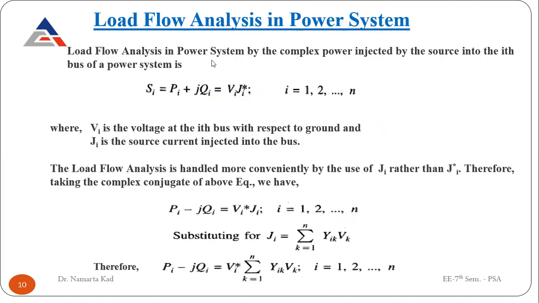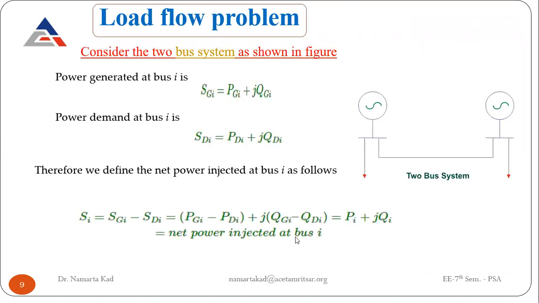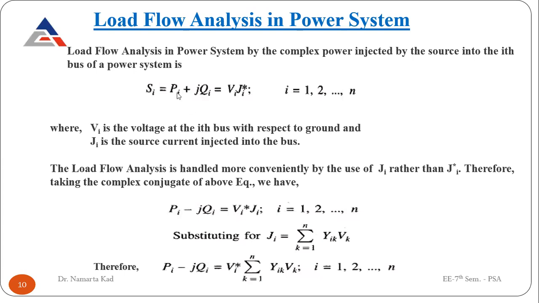Now, the main derivation for the load flow analysis in a power system. The complex power injected by the source into the ith bus of a power system is, we know, Si equals Pi plus j Qi, which we have just done. What is Pi? It is the generation minus demand. And this is equal to Vi times Ii conjugate. Here Ii is the current source.